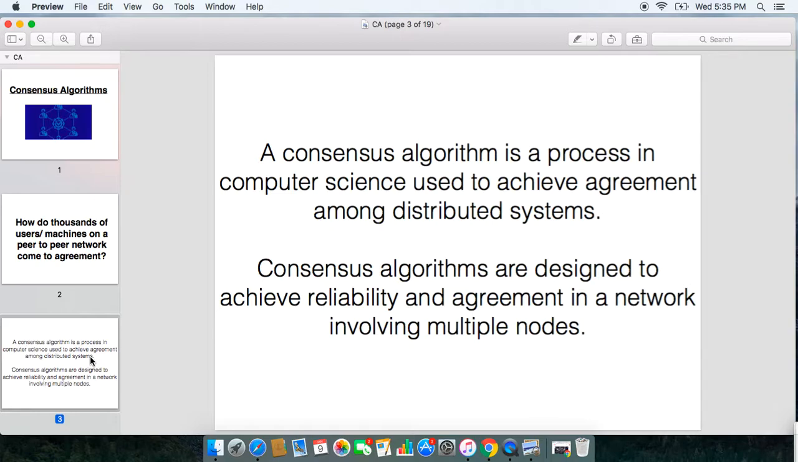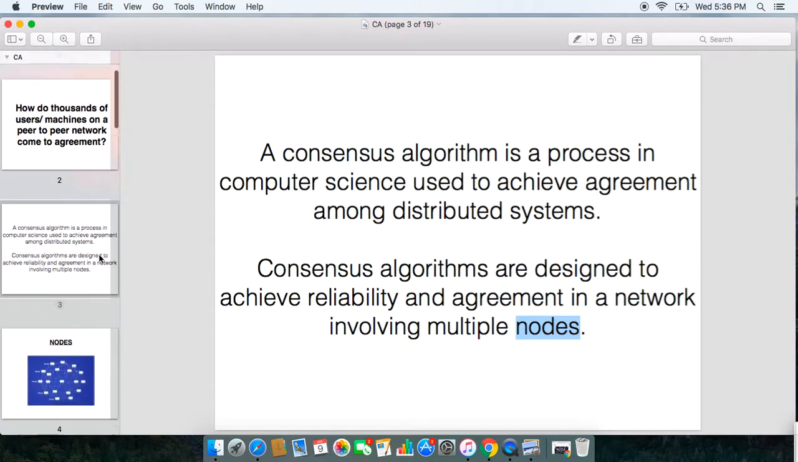So right off the bat, just some written definitions of consensus algorithms. A consensus algorithm is a process in computer science used to achieve agreement among distributed systems. Consensus algorithms are designed to achieve reliability and agreement in a network involving multiple nodes. So once again, goes back to that question here: how do we come to agreement in a network with multiple nodes or parties? So if you're asking what a node is, that's my next point here.